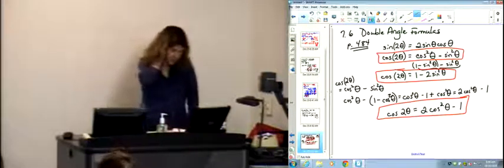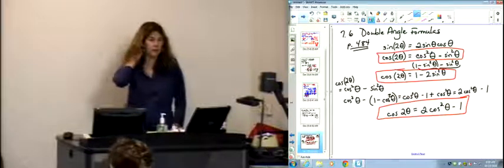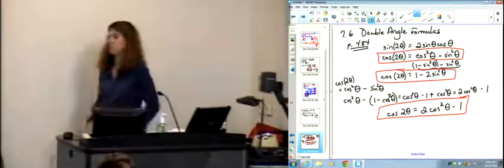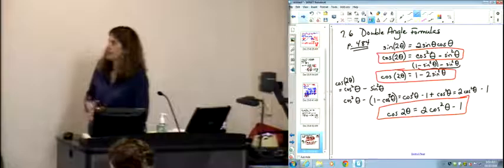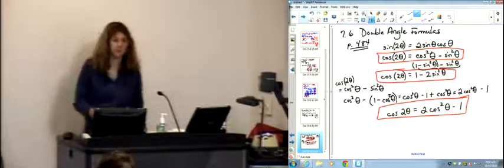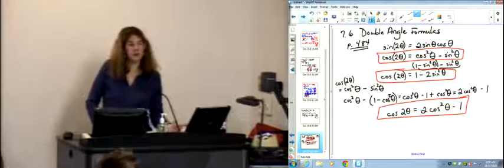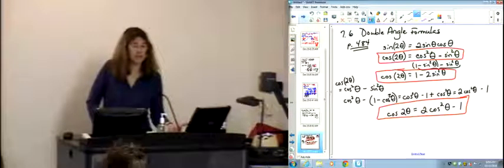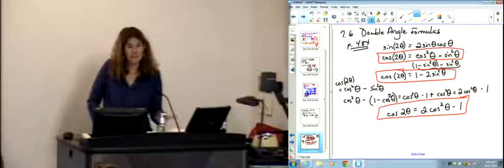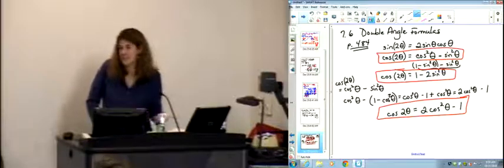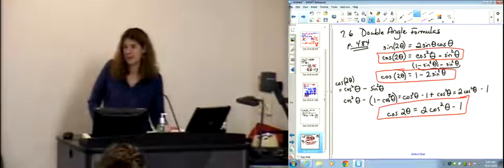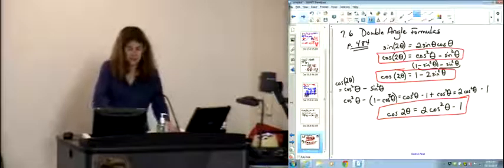You can use any of them. It's your choice. Does it matter? No, it doesn't matter. You're still going to get the same thing. They're just all built off that cosine squared theta minus sine squared theta, right? So maybe you're just given the sine of the angle and you want to know what the cosine of the double angle is. Then it would make sense to use the formula that just has the sine in it, right? So it could save you a little work there, I guess.